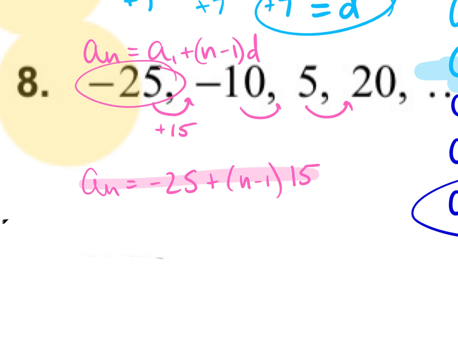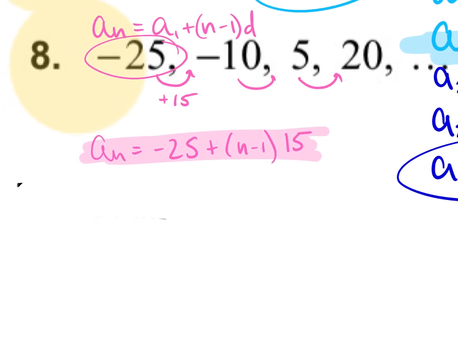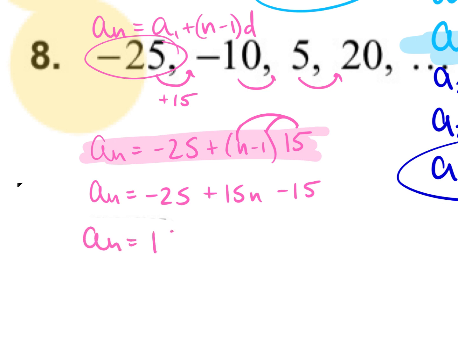So you can leave it like this. This would be fine. But again, if it was a multiple choice question, you might see it simplified. So let's simplify it out. So a sub n is equal to, let's distribute the 15. So negative 25 plus 15n minus 15. So a sub n is equal to 15n minus 40.